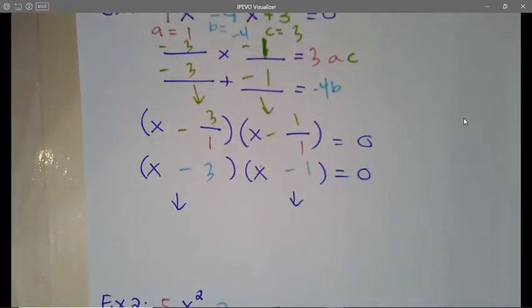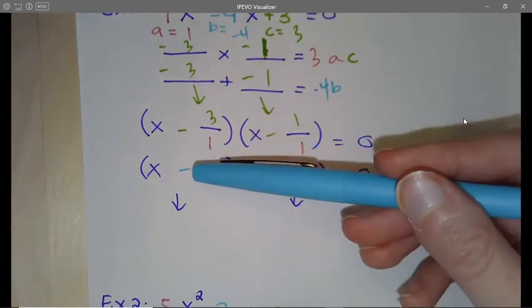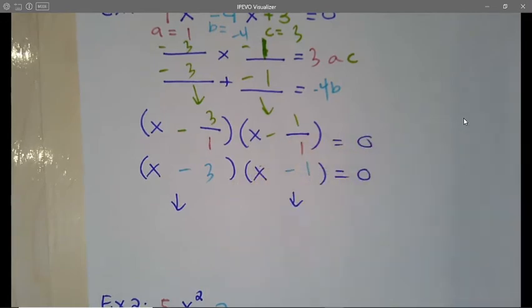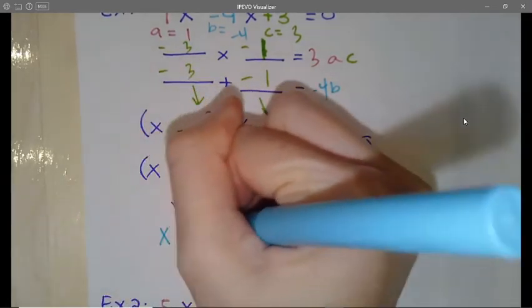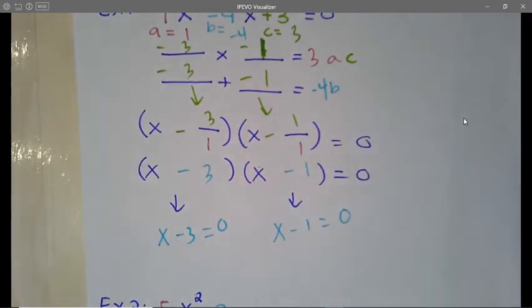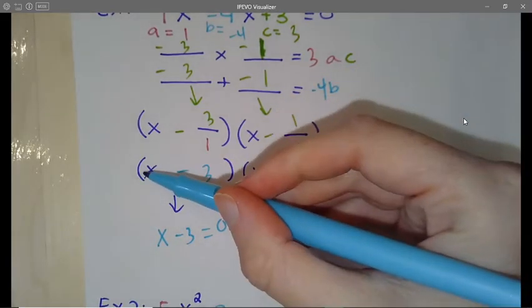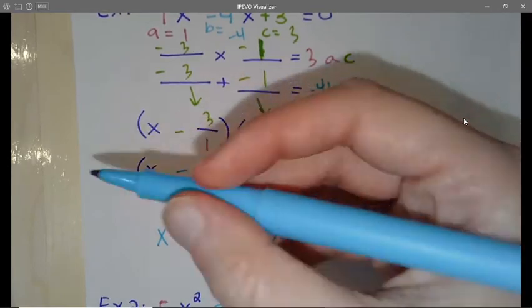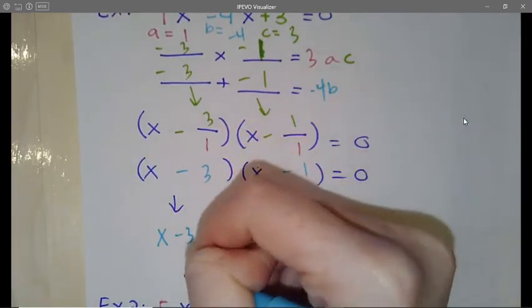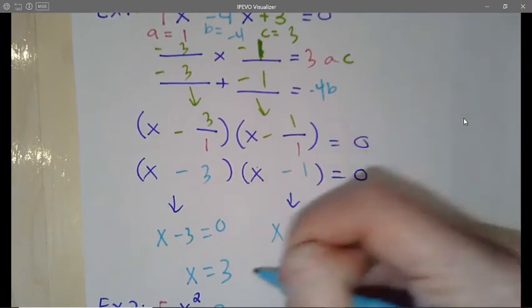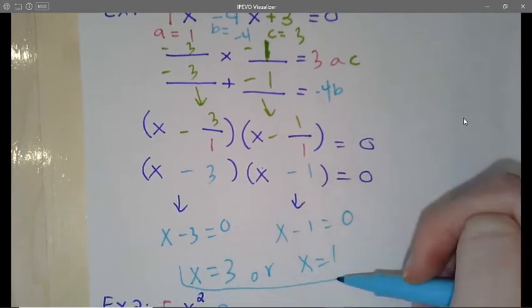Okay, and then from here, you just set every single factor equal to 0, or you could do the shortcut where you simply just flip the signs. So you could say x minus 3 equals 0 and solve for x, or you could say x minus 1 equals 0 and solve for x. Or the shortcut, if you have nothing in front of your x, then you can just flip the sign. Okay, so the opposite of -3 is +3, and the opposite of -1 is +1. So x could equal 3, or x could equal 1.